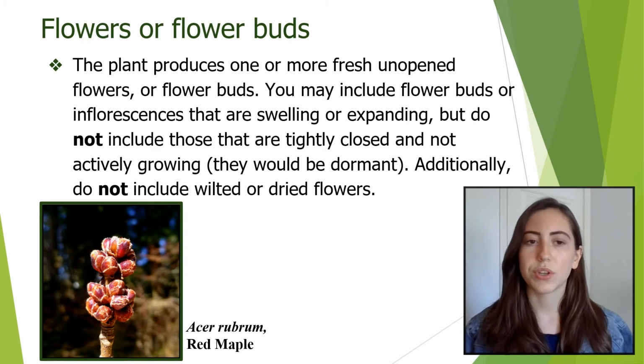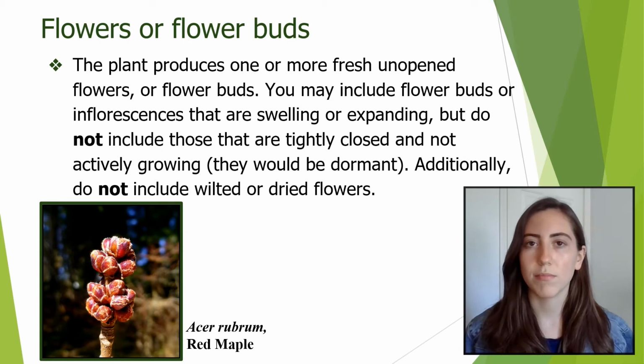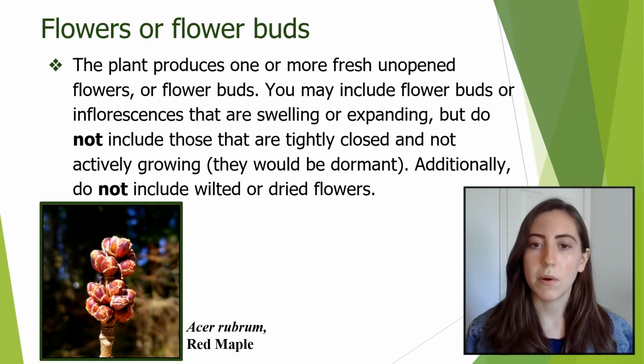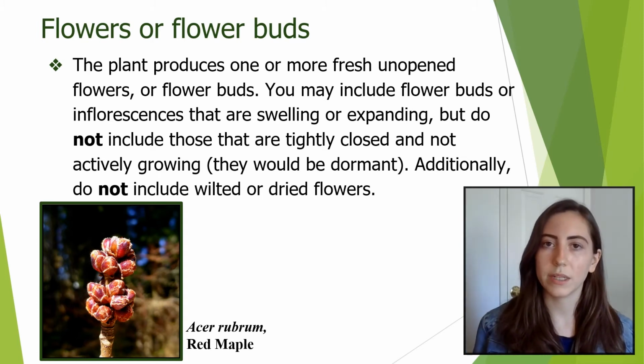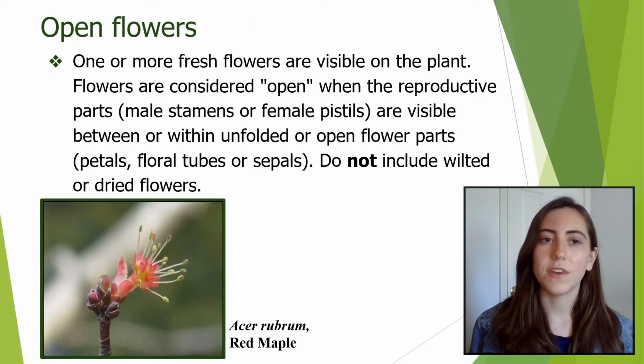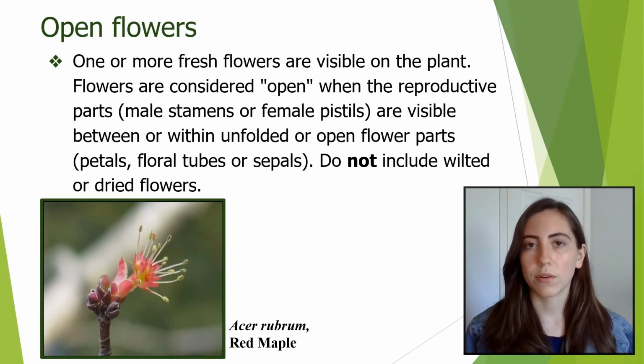In this picture, you cannot yet see any green or other color to indicate that a flower is emerging. The buds also have a vibrant color and are not brown, indicating that they are most likely alive and not dormant. The sixth phenophase is open flowers.